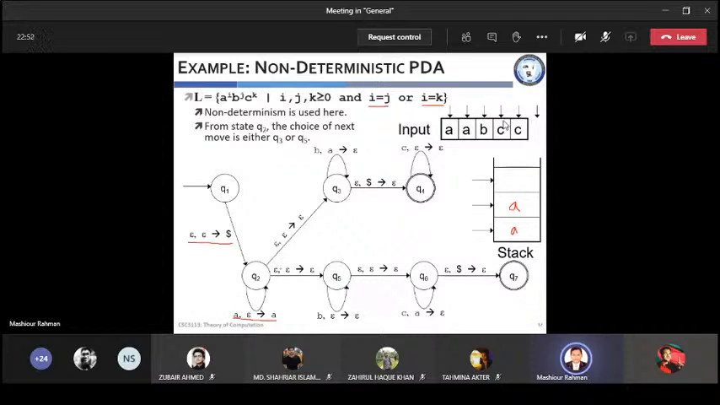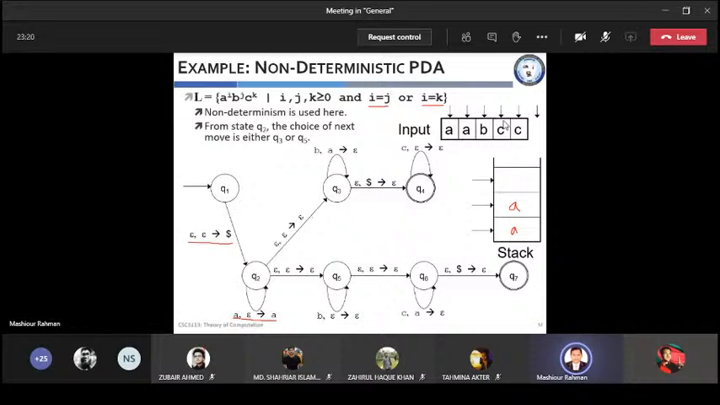How is it represented? See, take no input, pop nothing, push nothing. That means all of them are epsilon, which represents the non-deterministic transition. So from Q2, using this one epsilon, you can go to Q3. Using the same thing, you can go to Q5. So this is completely non-deterministic. Okay, now let's see why there are 2 branches over here.